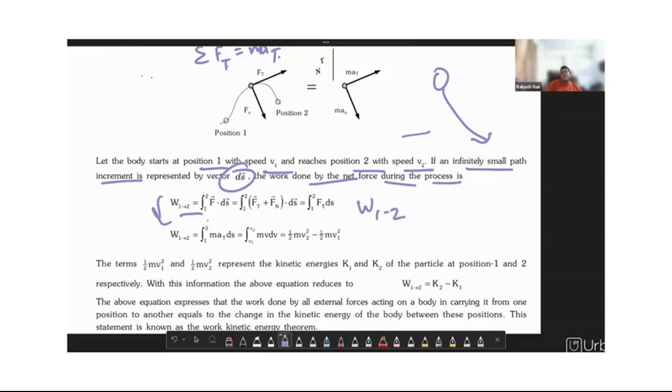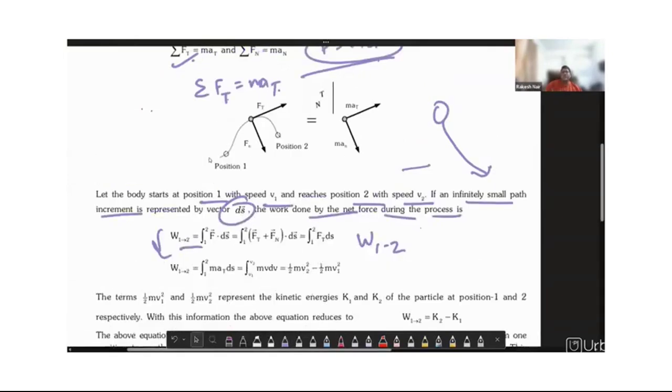The work we are calculating along that particular path will be the integration of F dot ds, where we are adding up the two components of the force, the tangential force and the normal force, each given a dot product with ds. That means we get an integral with lower limit 1 and upper limit 2 of Ft dot ds.